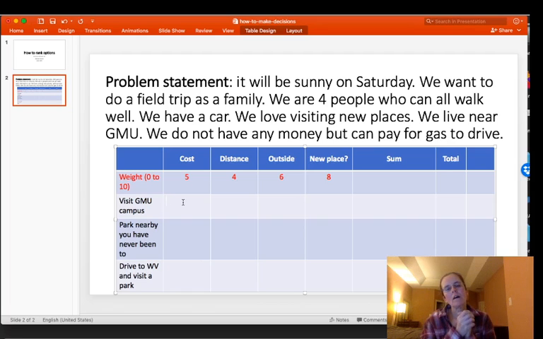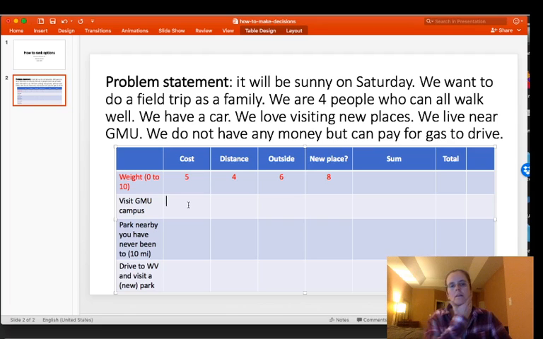And now I came up with 3 ideas here. So we could tell them, hey, you should go visit GMU, or you can go to a park near your house you've never been to. Or you can drive to West Virginia and visit a brand new park. So this is also new to them, right? So it's going to be a new park. And there's also a park nearby, let's say 10 miles away. It's also going to be new.